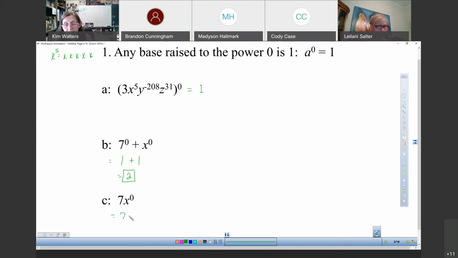So this means I have 7 times 1, because x to the 0 power is 1. And so this answer is going to be 7. Do you see the difference between C and A? On A, I had everything in this parentheses was raised to this power. Here, I didn't have a parentheses, so just x was to the 0 power. If I had 7x in parentheses raised to the 0 power, then this would be 1. So just be very conscious and cognizant of what's being raised to the powers, and that's going to be kind of a huge concept with all of these problems, okay? All right.